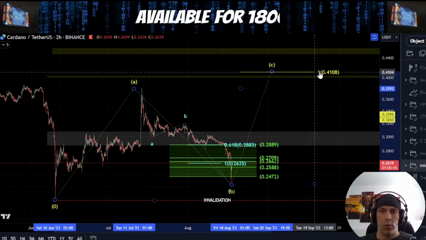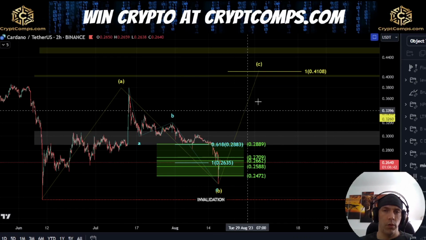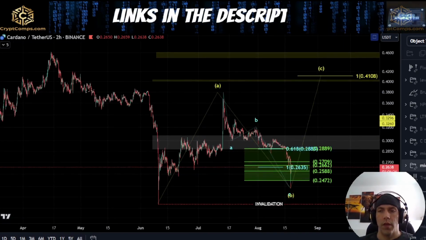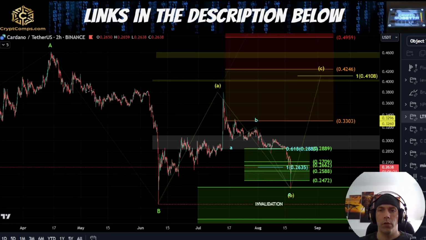Now that 1-to-1 would look to push us here towards this 41.08, like I said, and then we'd be possibly looking for this as just a corrective move into this high. And we could complete this just as that bigger Y wave before looking for that continuation to the downside. So this is why we need to be careful.